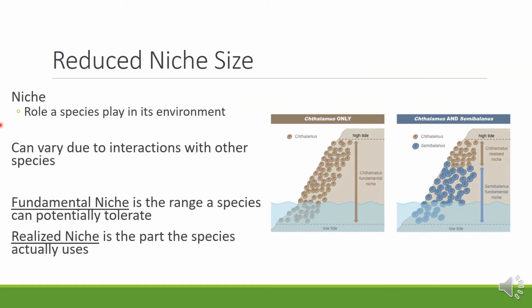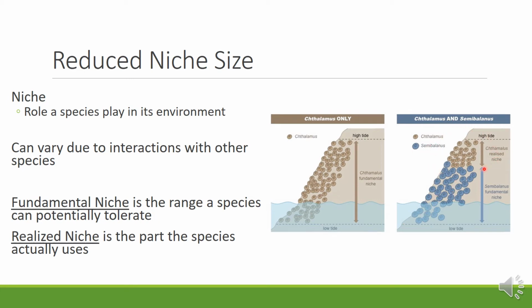Reduced niche size. We talked about niche. We talked about it's a role that species plays in its environment. It can vary due to interactions with other species. Fundamental niche. This is the range a species can potentially tolerate. So for Caudatum, its fundamental niche is in between low tide and high tide. But its realized niche, this is the part it actually uses, is this tiny little sliver of it that's maybe 1/3 of its fundamental niche.